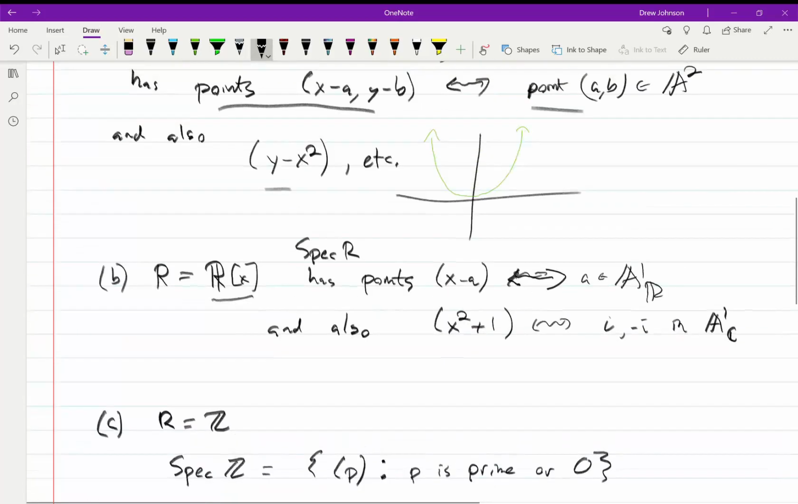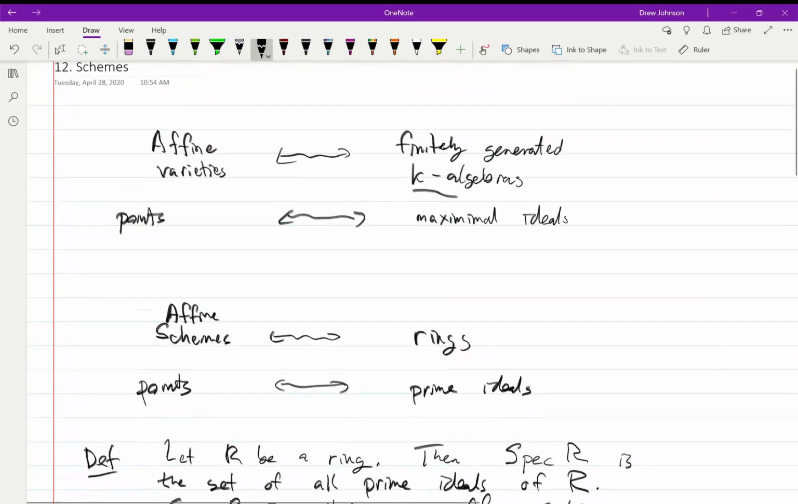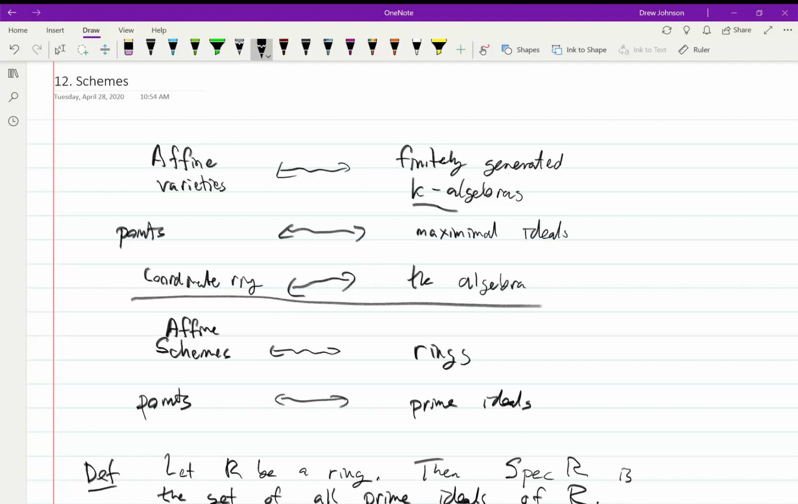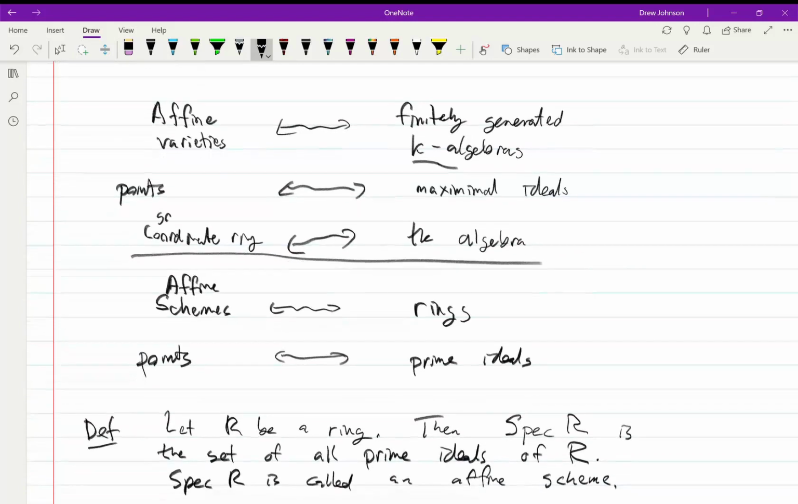Next thing we need to do is define what functions on a scheme are. What are the good functions, or the regular functions? So let's go back and remember how it worked for affine varieties. Remember the coordinate ring of an affine variety corresponded exactly to the finitely generated K algebra, right? So the good functions were exactly this finitely generated K algebra.